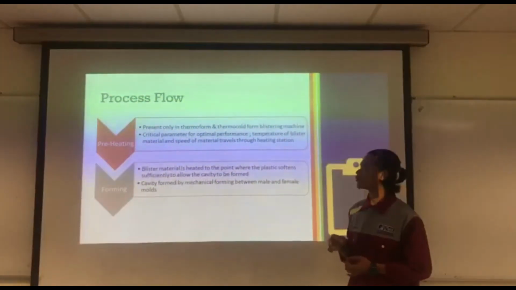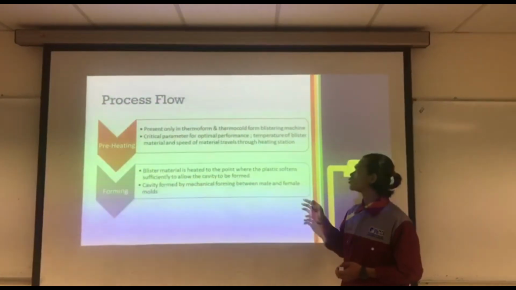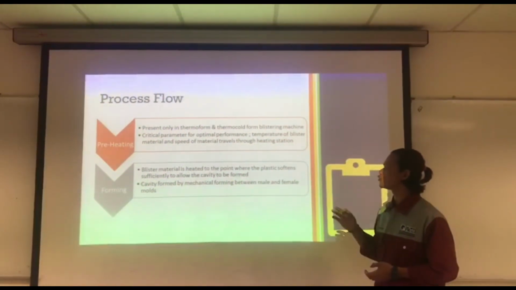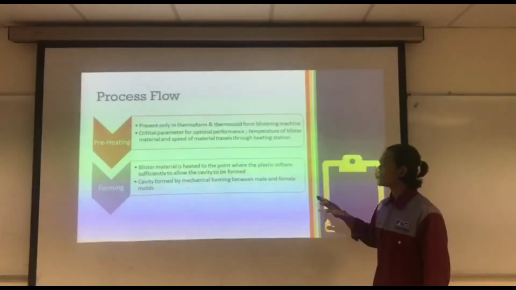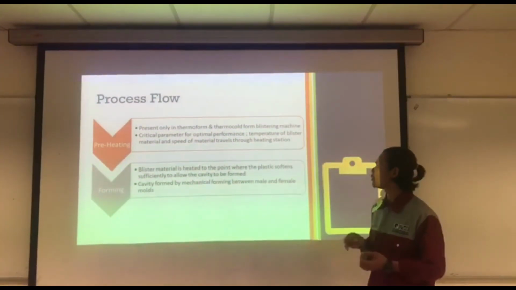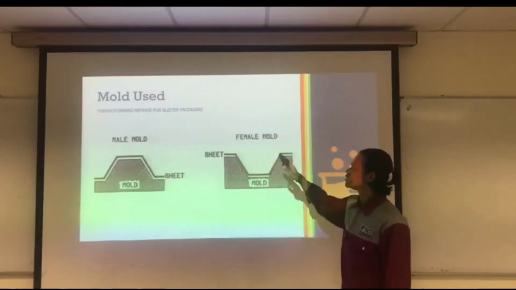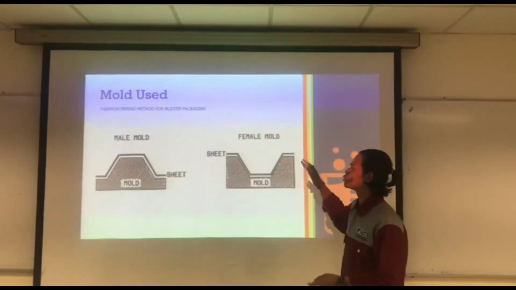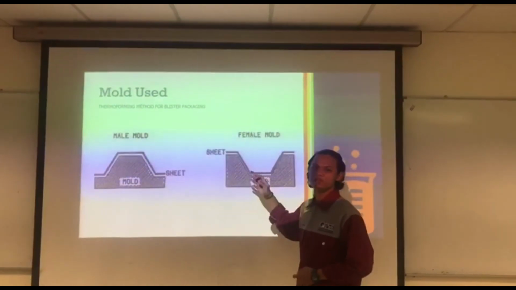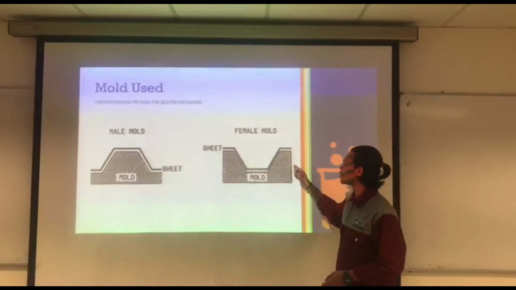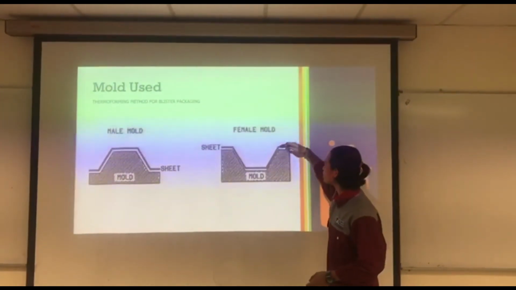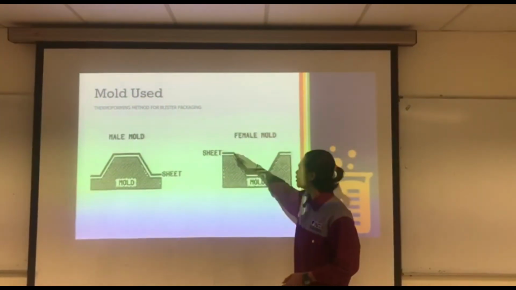And go to the forming. Blister material is heated to the point where the plastic softens sufficiently to allow the cavity to be formed. The cavity is formed by mechanical forming between male and female mold. This is the mold that we use for the thermoforming method for blister packaging. This one is the male mold and this one is the female mold. The raw material is inside the mold.